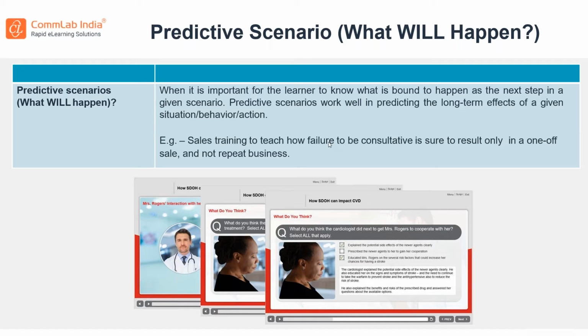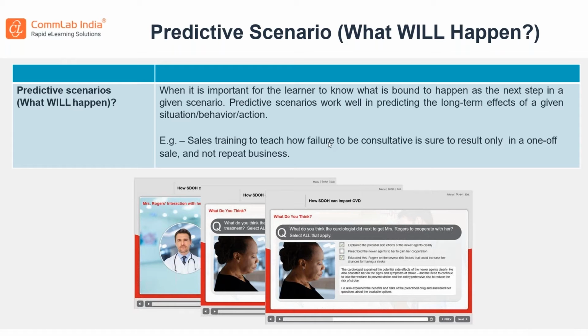So you can present a couple of options on what you think is the best thing you should do at this point. The customer is in this frame of mind, and here you have a winning solution. So what should you do now? This works very well in that kind of behavioral training, the softer skills that need to be taught.